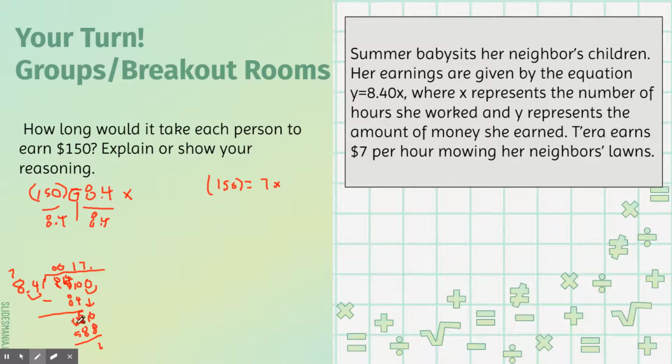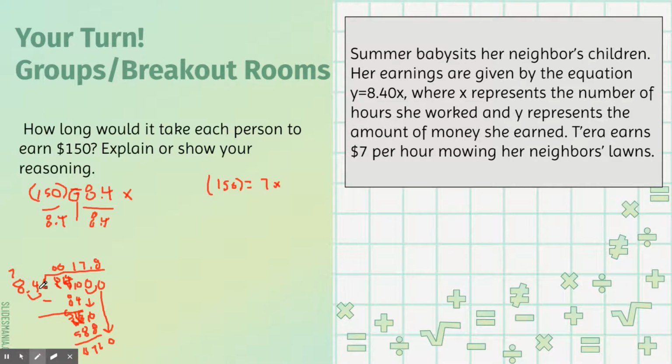5 minus 8 I can't do, so I'm going to borrow, make that 15. 15 minus 8 is 7. 5 minus 5 is 0. Now I'm going to bring my 0 down, and I've got 720. So I'm going to say that that's going to be around 8.